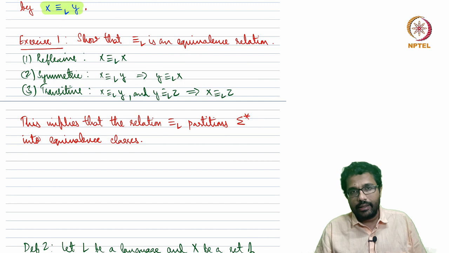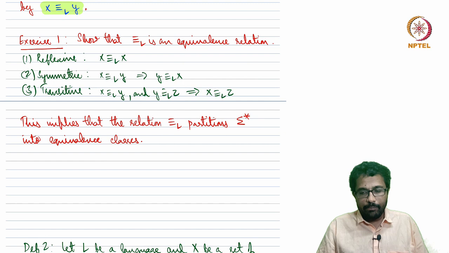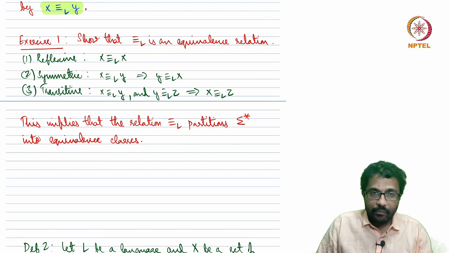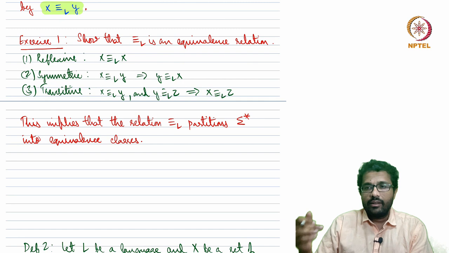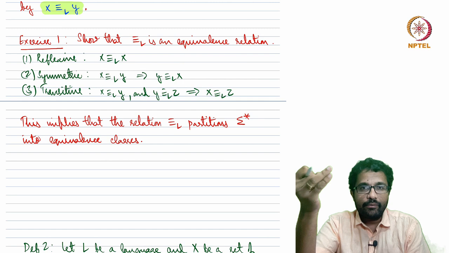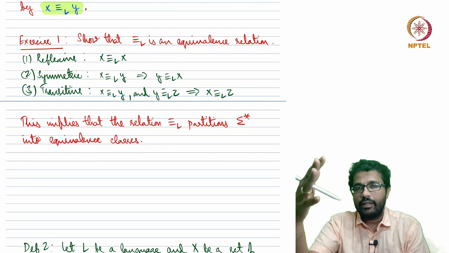One thing that an equivalence relation does is it partitions the entire space into equivalence classes. For instance, if you take the remainder-when-divided-by-5 equivalence relation, the entire space of natural numbers gets partitioned into 5 classes: the multiples of 5, the numbers that leave a remainder 1 when divided by 5, those that leave a remainder 2, those that leave a remainder 3, and those that leave a remainder 4. There are 5 classes.